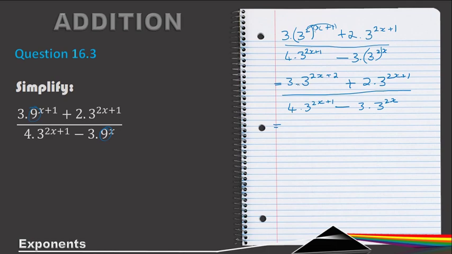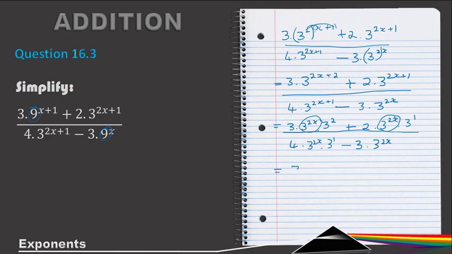We've got to start by breaking up. We've got 3 to the power of 2x times 3 to the power of 2, plus 2 times 3 to the power of 2x times 3 to the power of 1, all over 4 times 3 to the power of 2x times 3 to the power of 1 minus 3 times 3 to the power of 2x. Next thing we can do is factorize this out.